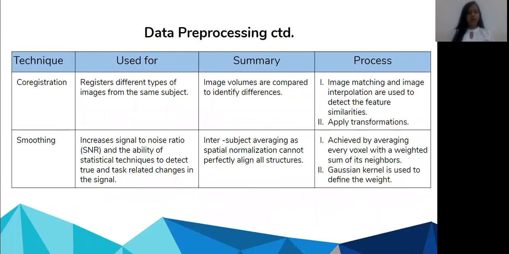Then we have applied the co-registration by image matching and image interpolation. That was done to register different types of images from the same subject. Finally, we have applied the technique of smoothing by averaging every voxel with a weight, and we have used the Gaussian kernel. It was applied to increase the signal to noise ratio.